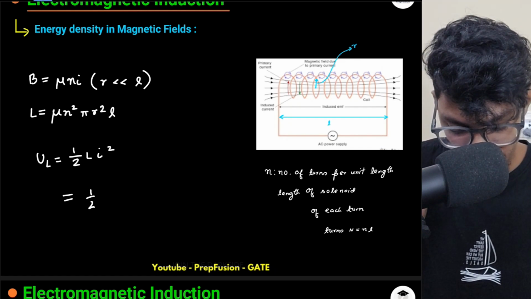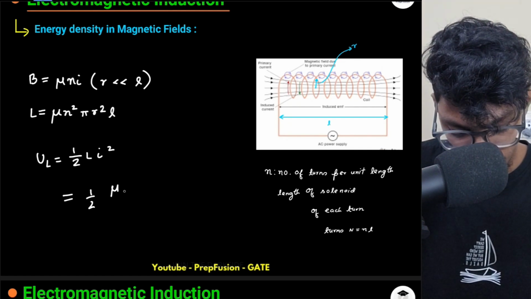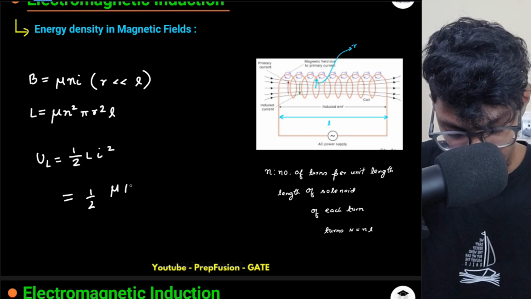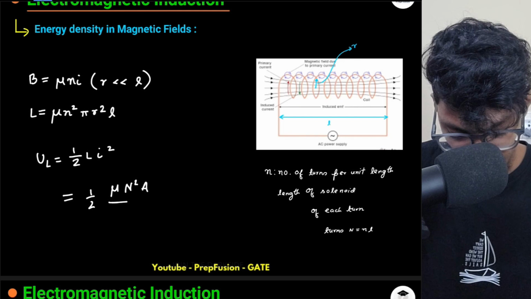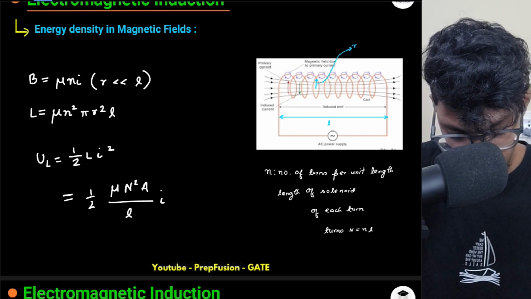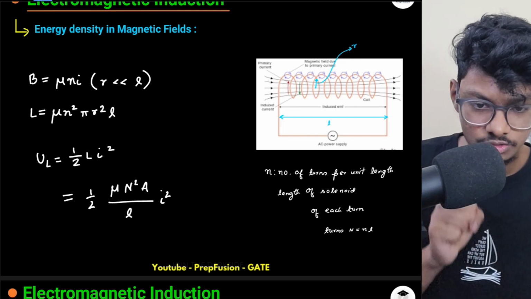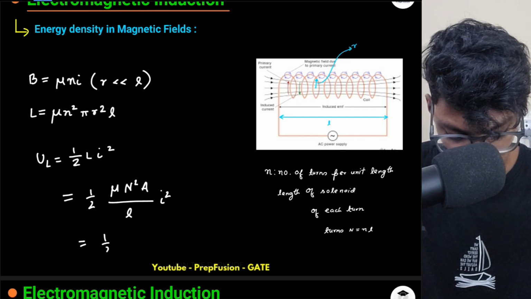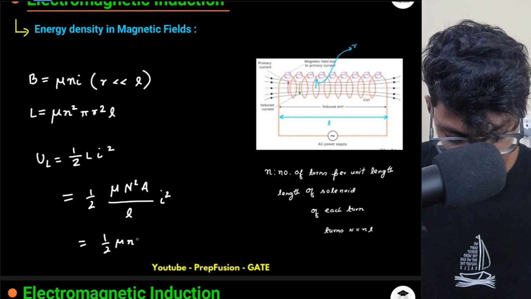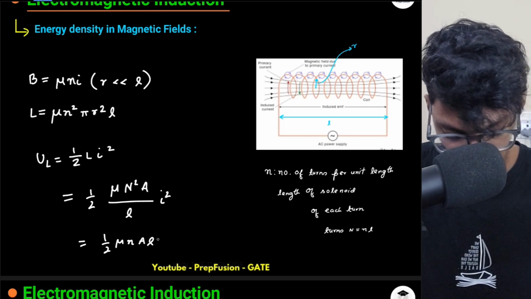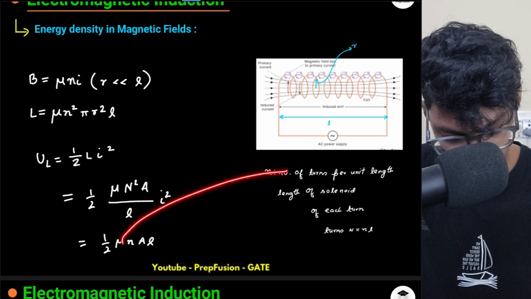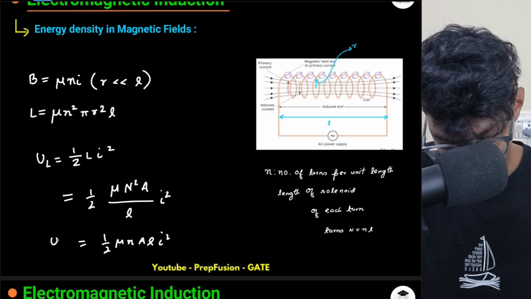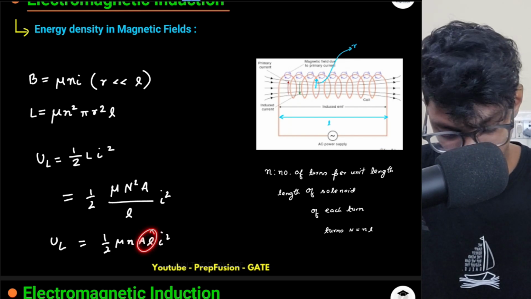L for a solenoid, L is mu n square A divided by l, into I square. This is the L, right? So here I can write in a different format as well. This will be half mu n A into l, where n is the number of turns per unit length as derived previously, into I square. This is my U. So what is A into l? A into l is simply volume.